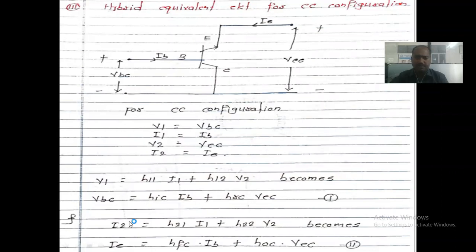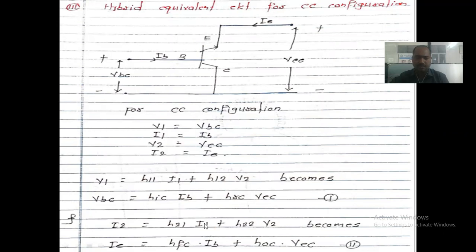Another dependent variable is I2, with respect to our output. I2 indicates the output current, so I2 is written as IE. Now IE equals h21 I1 plus h22 V2. h21 indicates the ratio of I2 divided by I1, so it is a forward current gain, and we write it as hf. For the common collector configuration, it is written as HFC.